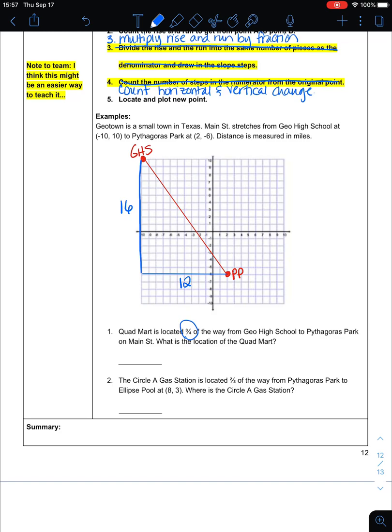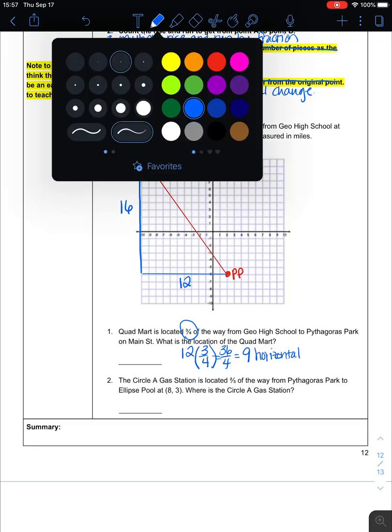So Quad Mart is located 3/4 of the way from Geo High School to Pythagoras Park. So we start at Geo High School, and we're going to walk 75% or 3/4 of the way towards Pythagoras Park, but we're not going to get all the way. So let's do our horizontal. 12 times 3/4. 12 times 3 is 36. 36 divided by 4 is 9. So I'm going to count 9 horizontally.